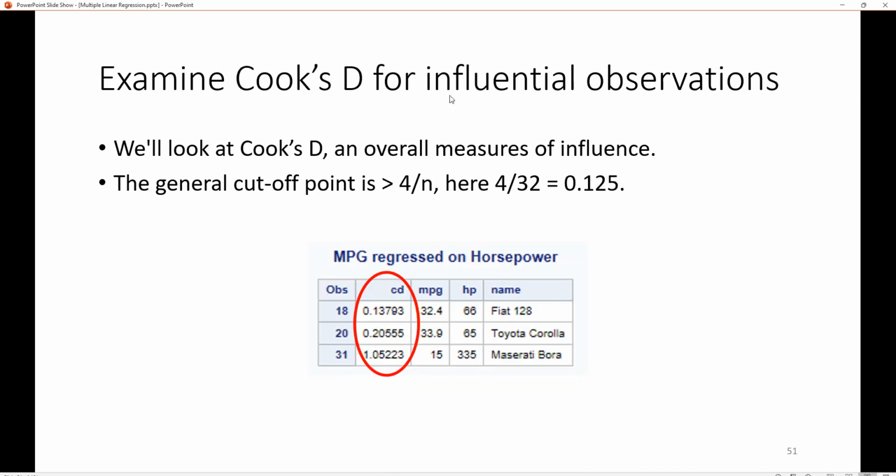We can also examine Cook's D for influential observations. The general cutoff is calculated as being greater than 4/n. Here that comes out to 0.125. So we have high and low values, again, that could be considered influential observations.